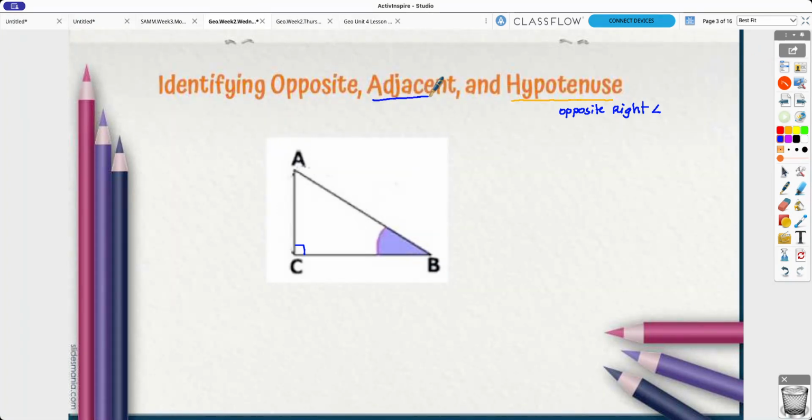Okay, adjacent means next to. Right next to, neighbor. And then the opposite side would be the side across from the angle. All right, so let's take a look at the hypotenuse first. Here is our right angle at C. Across from C, directly opposite C, is AB. So this is our hypotenuse.